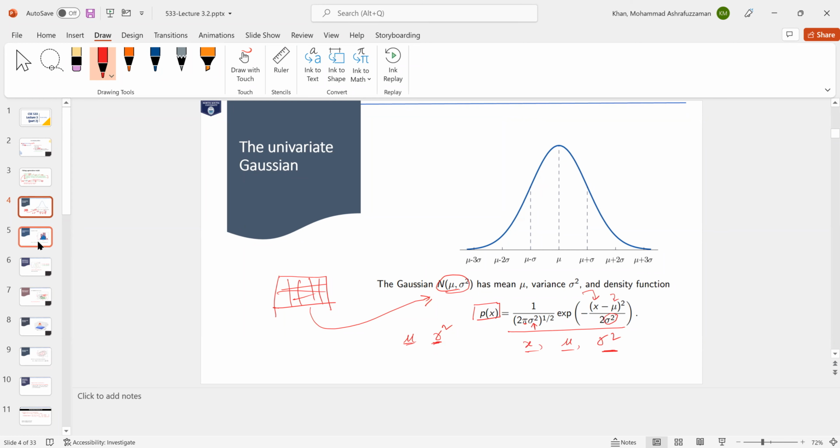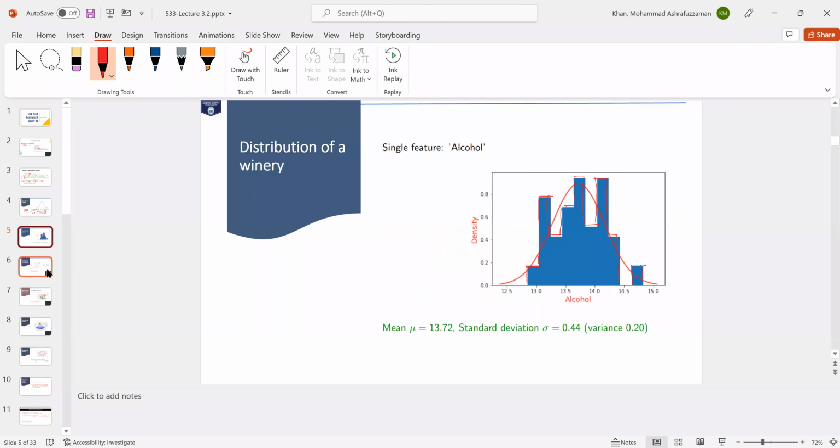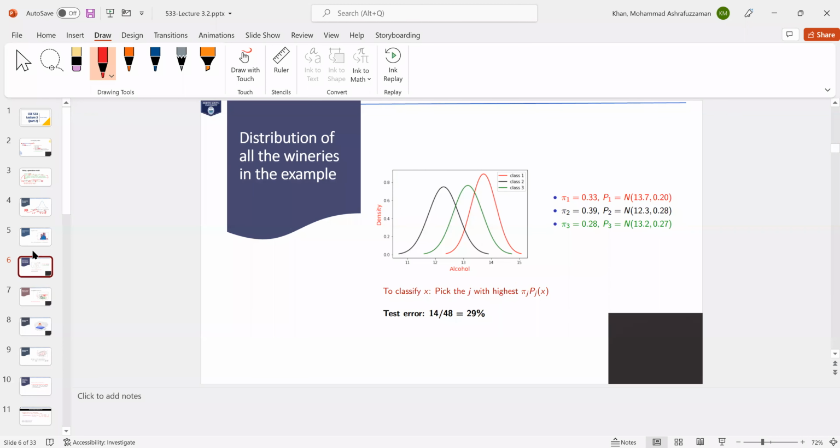So we'll use our data set, and then we'll find the parameters, and then we can fit our data set to Gaussian distribution. Now, because our original data set came from three wineries, we'll find three different probability distributions. So if we plot for alcohol level, then this could be winery 1, this could be winery 2, and this could be winery 3.